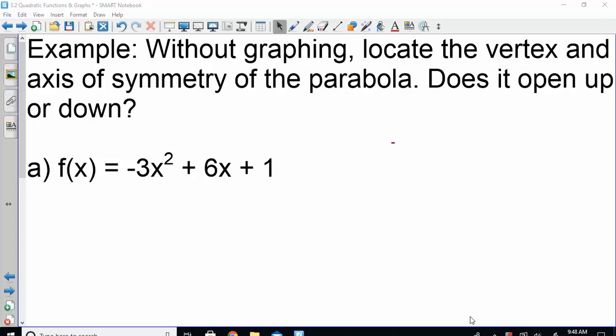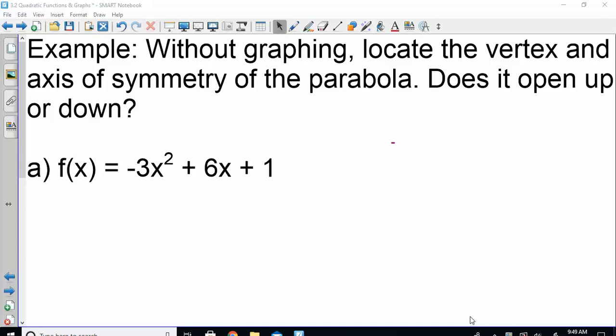This first question that we're ready for on our notes handout is really what we were doing on Friday. Without graphing, so you don't have to graph on this one, I want to know the vertex and axis of symmetry of this parabola. And I also want to know, is it going to open up or down? How can you tell that stuff by looking at the equation? How do you know if it opens up or down?